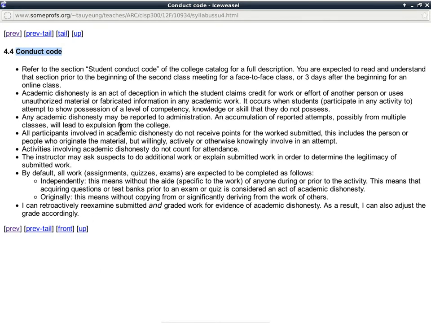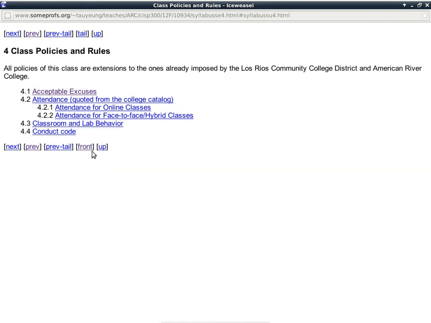The rest, you can read it. I think most of this is actually common sense. Does anyone want me to go through this, or you think it'll be okay? It'll be okay? Okay. We'll touch on this again as a later topic.